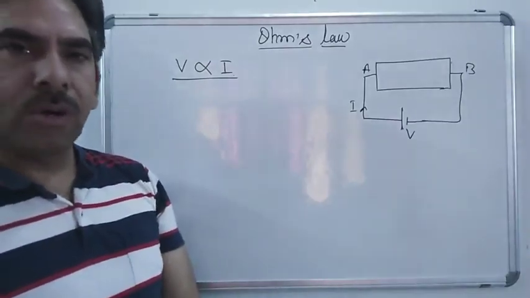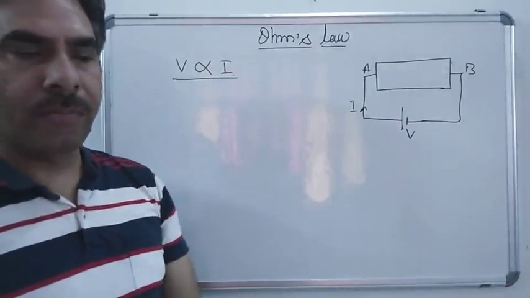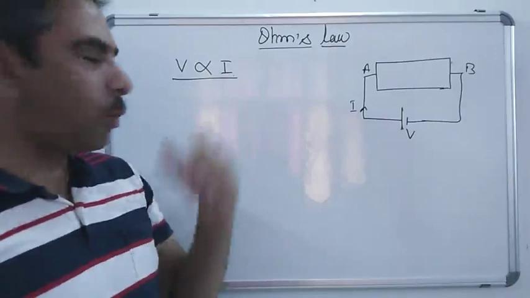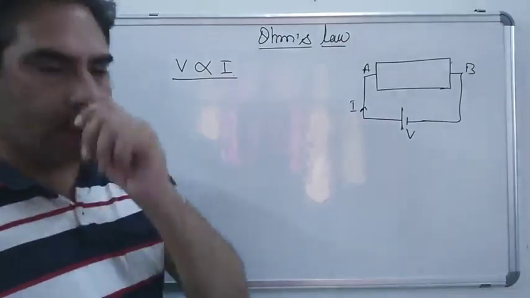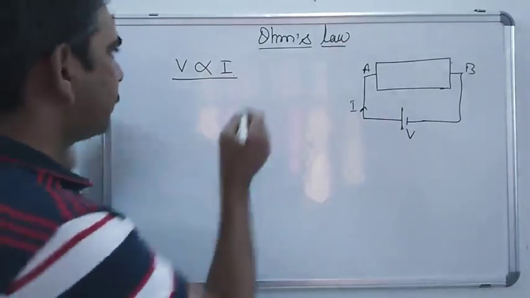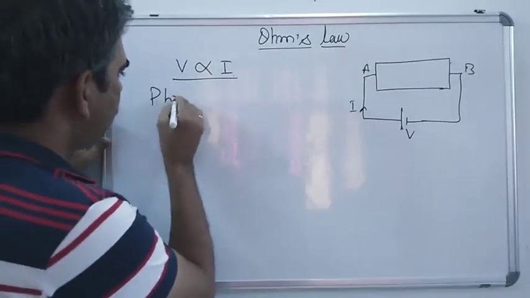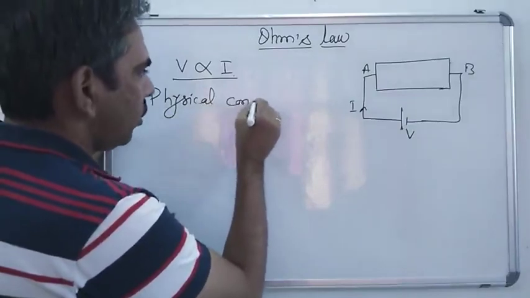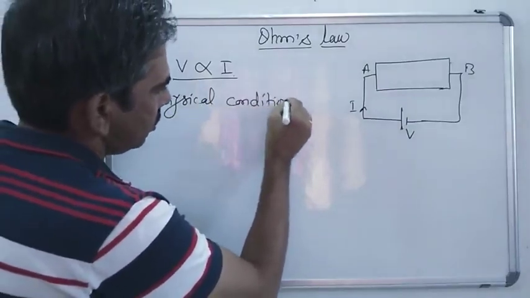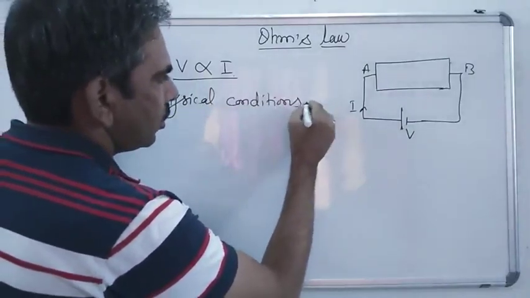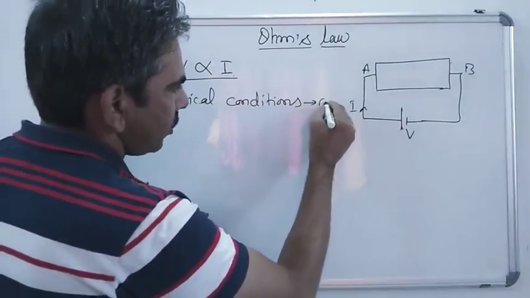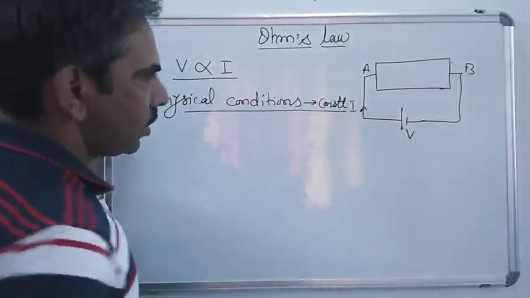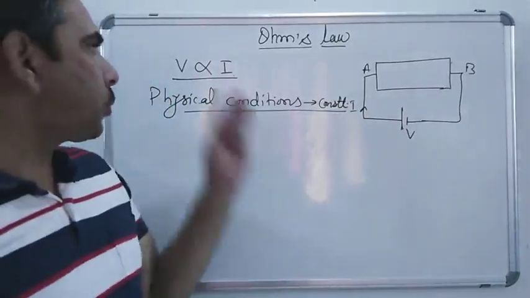But this law holds only under some certain conditions. If these conditions are violated or not maintained, then this proportionality will not hold. So what are these conditions? The conditions are that all physical conditions or parameters remain the same, or we can say constant. So physical conditions have to always remain constant, only then this proportionality will hold.